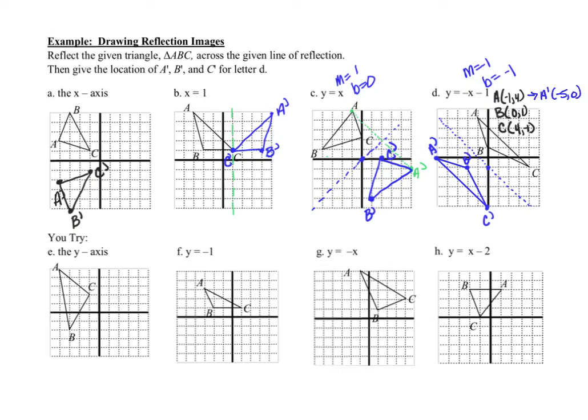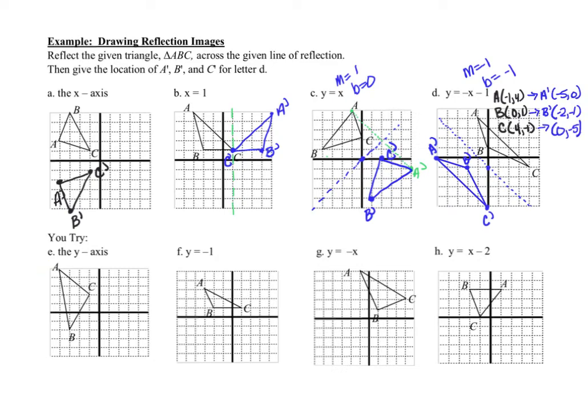Letter B was originally at 0, 1. B prime was at negative 2, negative 1. And lastly, C prime was at 0, negative 5.